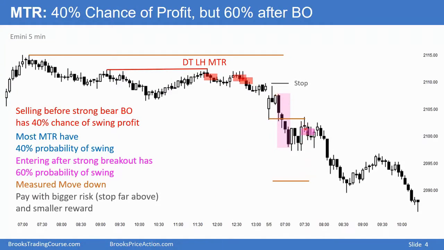If you take this short, a double top bear flag, breakout test of this breakout point, very strong bear breakout. This is testing the breakout point, and the trend is resuming. If you take this short, stop probably up here, because there might be one more leg up before there is a resumption of the trend down.